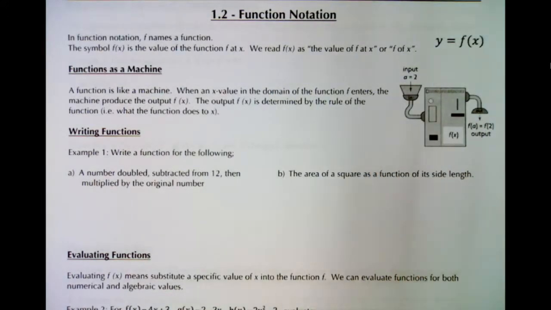And there are advantages to writing functions using function notation. We'll get into that in a minute. But basically, what we're doing is replacing the y in an equation with this notation, f of x.